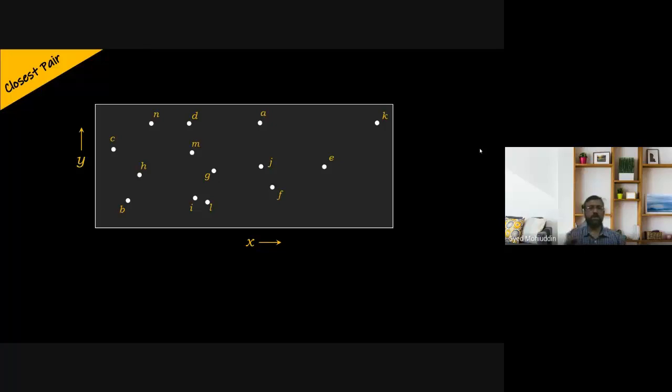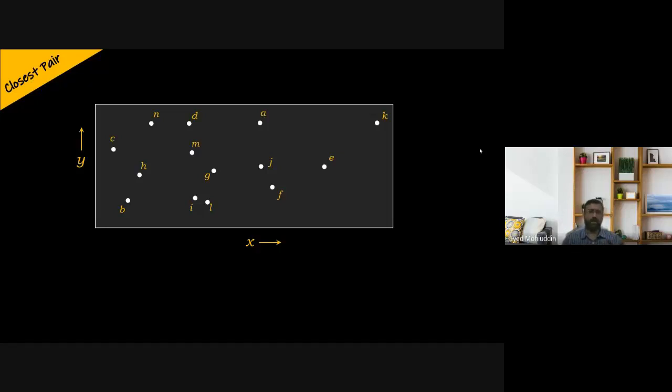So finding the distance between 2 points is nothing but using the Euclidean formula: x2 minus x1 whole square plus y2 minus y1 whole square, and the whole root of that. That gives us the distance between 2 points. So what would be the exhaustive or brute force approach? Brute force approach would be to take 1 point and find its distance to all other points. So if there are n points, you take 1 point and find the distance to all other n points. That runs n times.